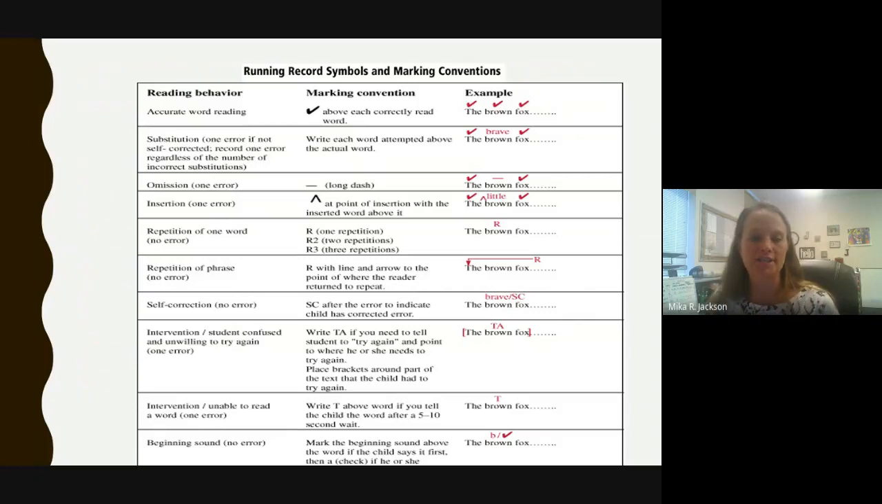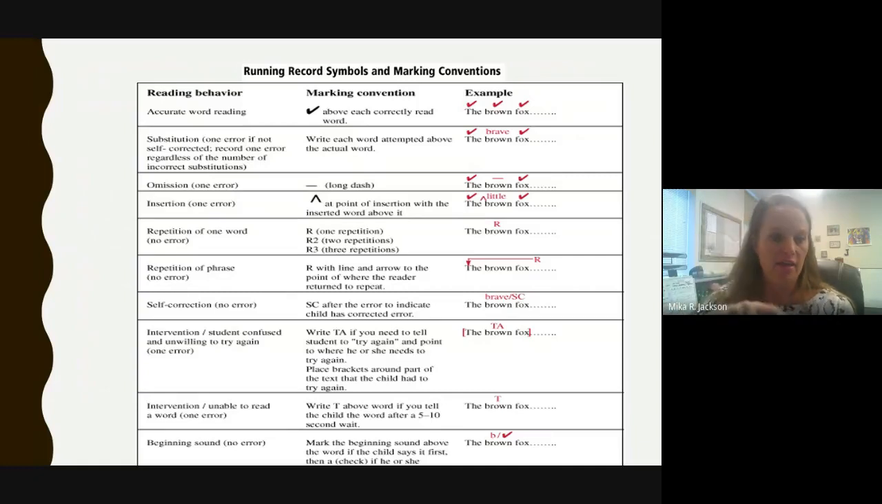An insertion is that little arrow, and you want to just write in what it is that the student said, as far as giving more to the sentence than was there. I would have probably gone ahead and put a check over brown also, because the student got that correctly, the little brown fox.